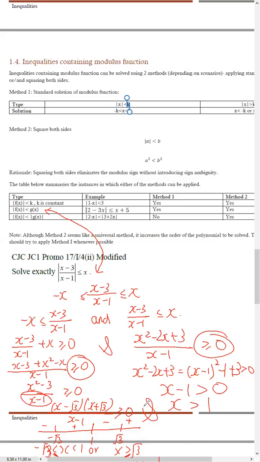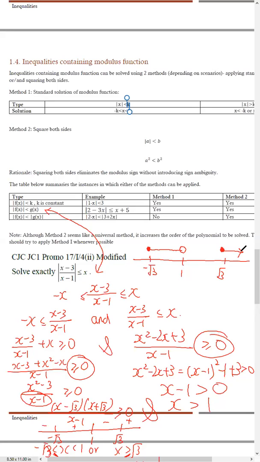So I want to find the overlap between the two solutions. Let me do the overlap here properly for you. I'll draw an overall number line. The first solution lies between minus root 3 and 1, and also more than root 3. If I were to do it properly, minus root 3 will be a full dot, 1 will be an empty dot, and more than root 3 will be a full dot.